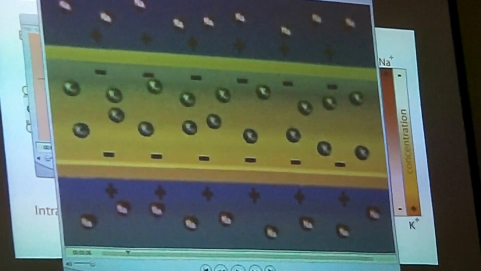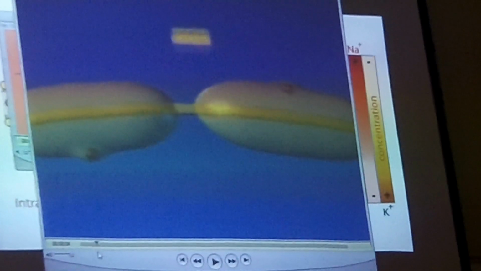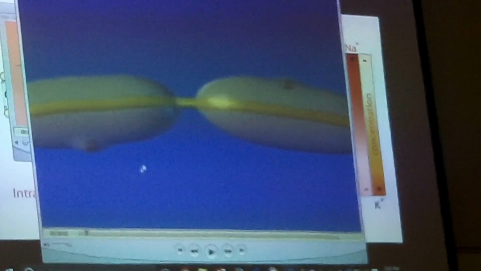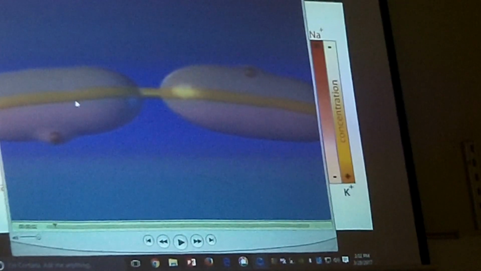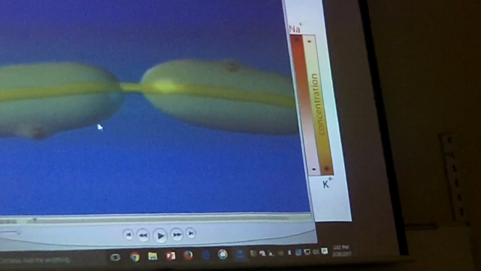What is it? Who's Ranvier? Ranvier is a guy who discovered how this works. And a node of Ranvier, that's a Schwann cell, that's a Schwann cell. It's the area between the two Schwann cells. A node of Ranvier.